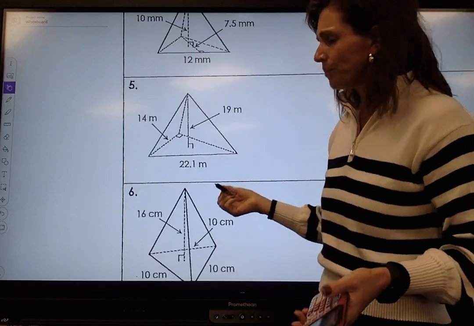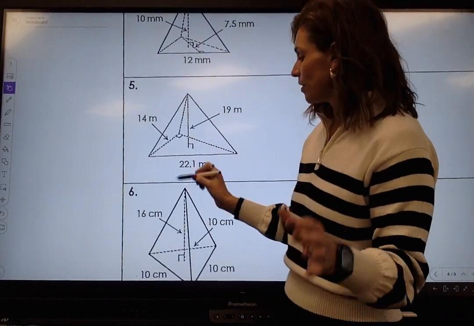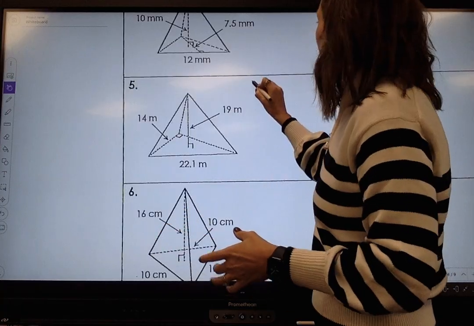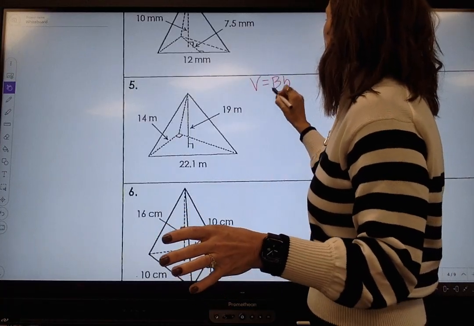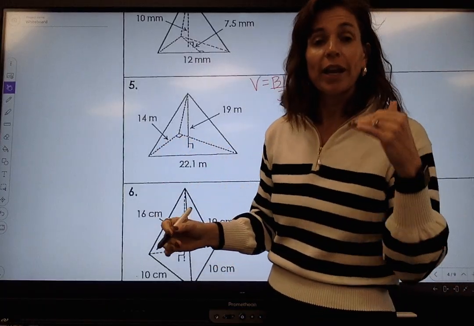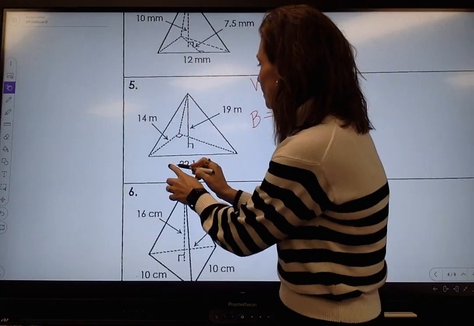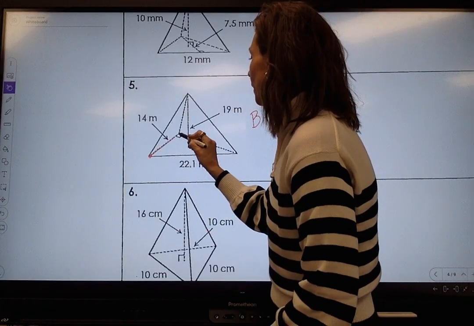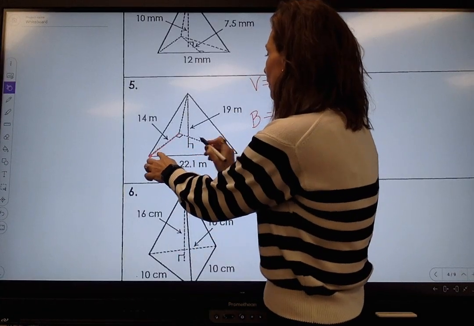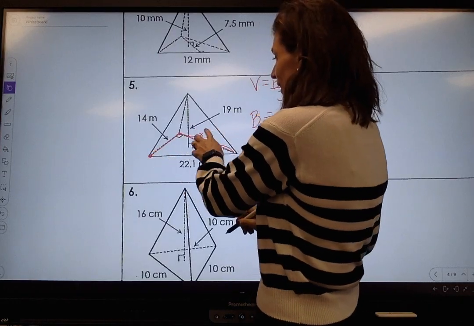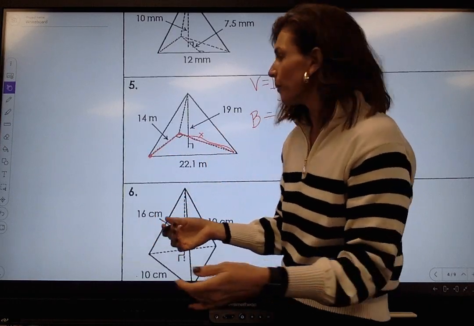5. So again, this is a triangular pyramid and you're going to have to work for it a little bit. I know the volume is big B times H divided by 3. That doesn't change. In this case, big B is a triangle. So look what the dimensions that you have. You have this base, you have the hypotenuse, but you don't have the height of that triangle. So we're going to find it. So we're going to use Pythagorean theorem.